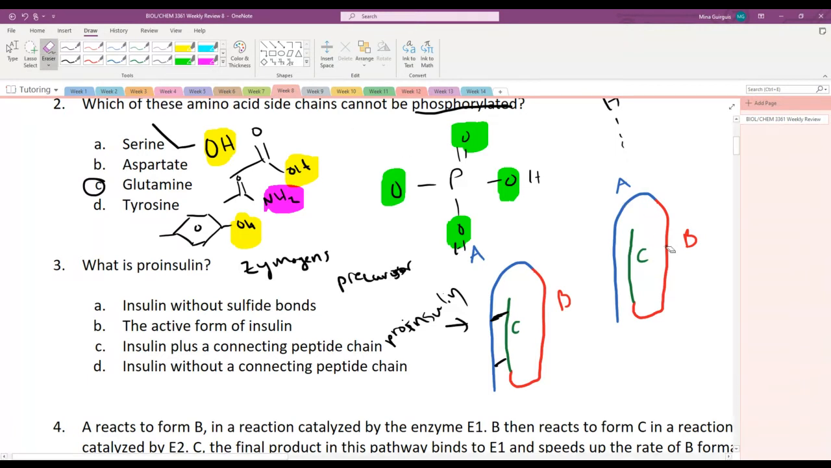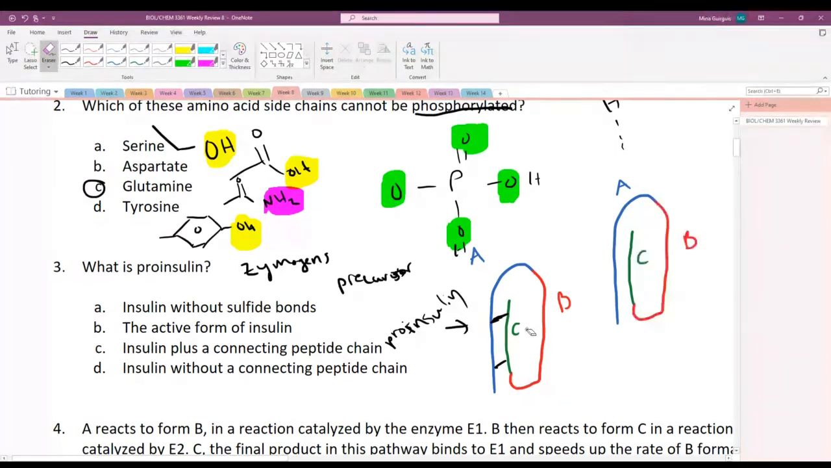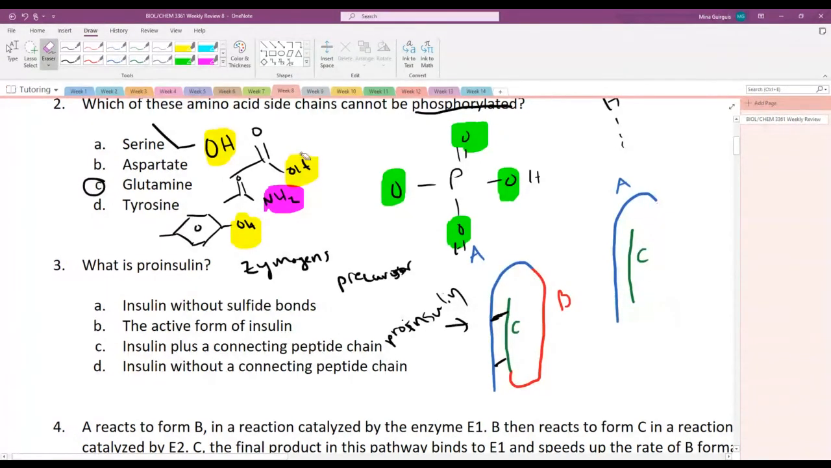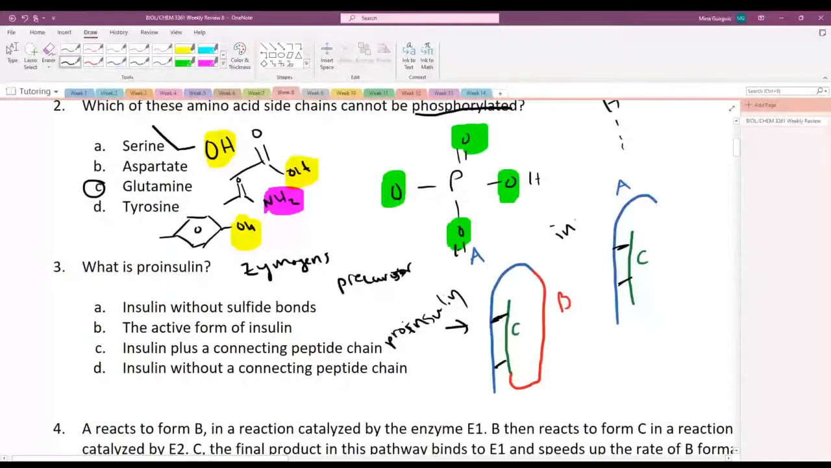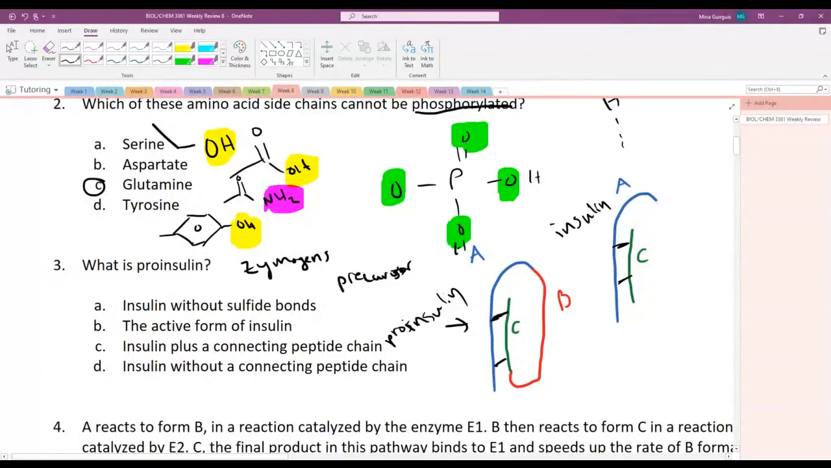We don't really need B anymore, so we're just going to get rid of that. Oops, I didn't mean to delete C. We're going to get rid of that part. I didn't draw the disulfide bonds here, but there are some disulfide bridges, and so this becomes insulin. In other words, pro-insulin is insulin, except it's got a connecting peptide that we eventually get rid of.